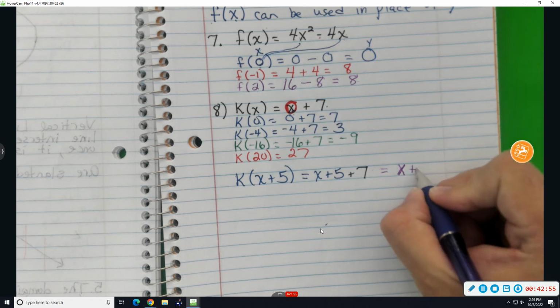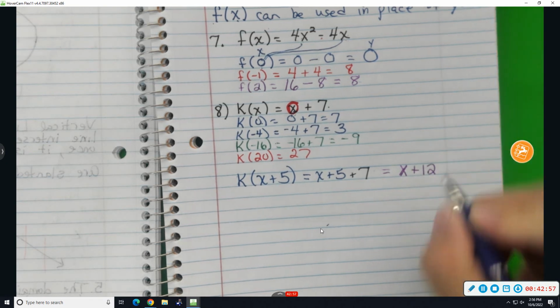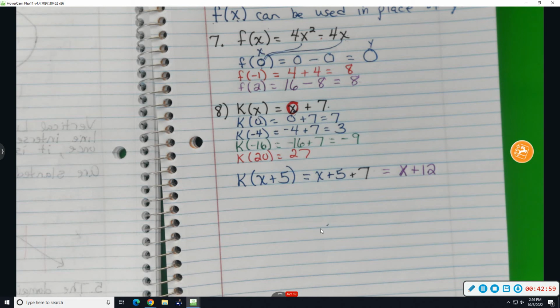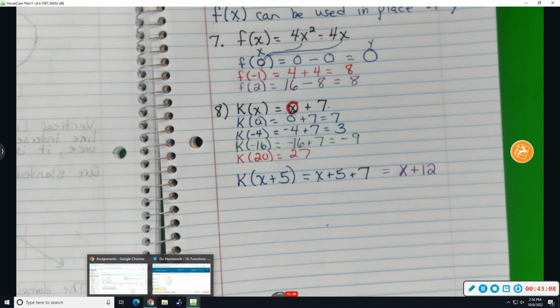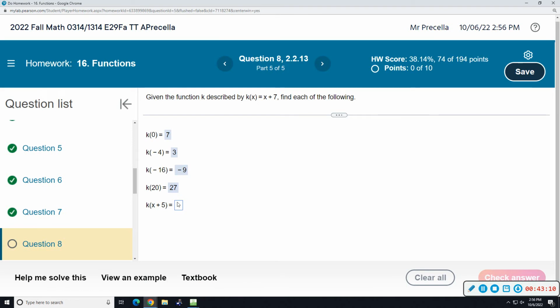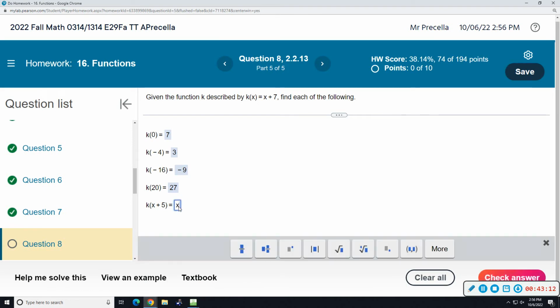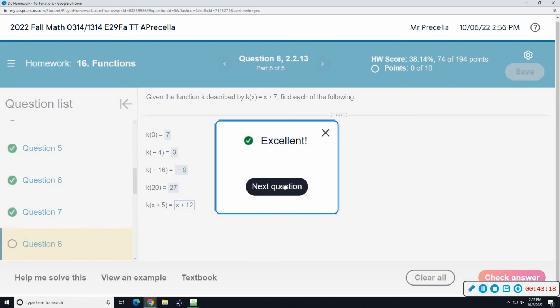Now see how I'm doing this. X plus 12. Whatever's in the parentheses, you plug it in for x. I'm just having fun with this. Any questions? Now, bring on continued questions.